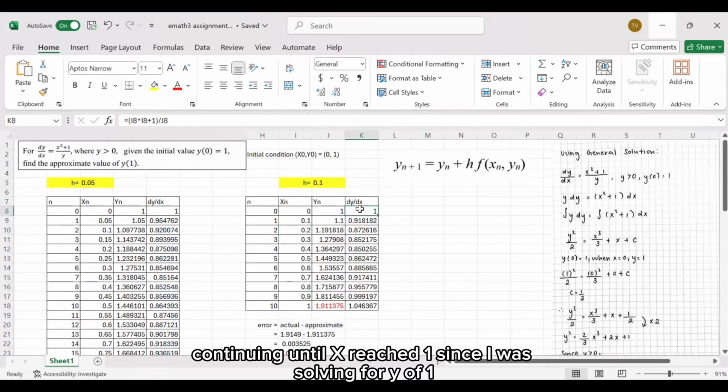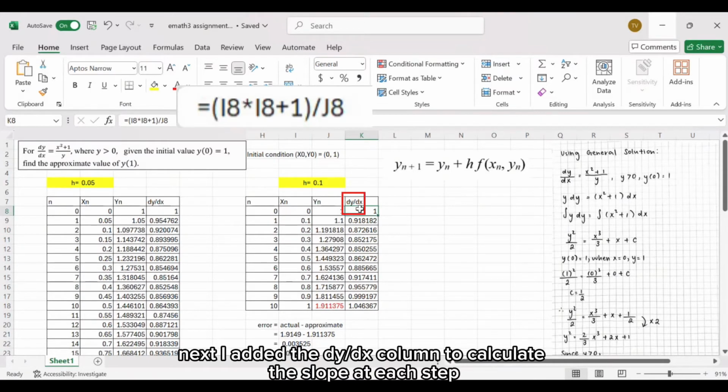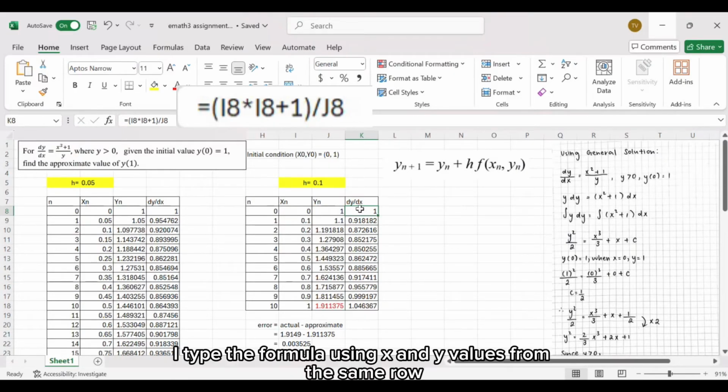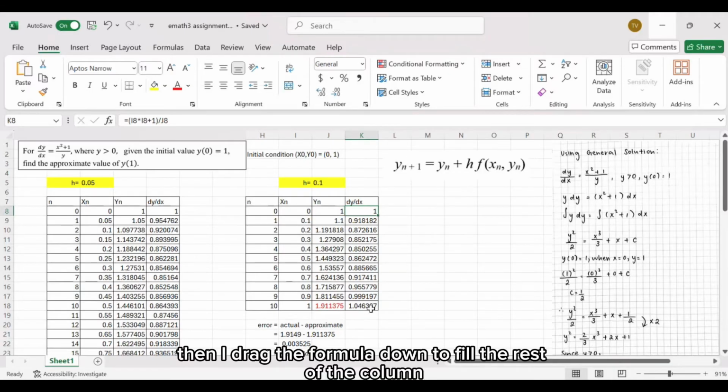Next, I added the dy/dx column to calculate the slope at each step using the differential equation. In this case, the slope is defined as dy/dx equals (x squared plus 1) over y. So in this column, I typed the formula using x and y values from the same row. Then I dragged the formula down to fill the rest of the column.